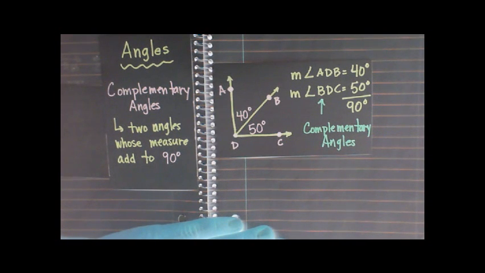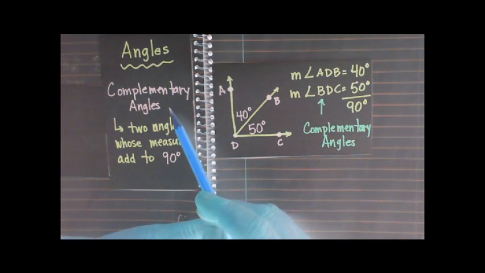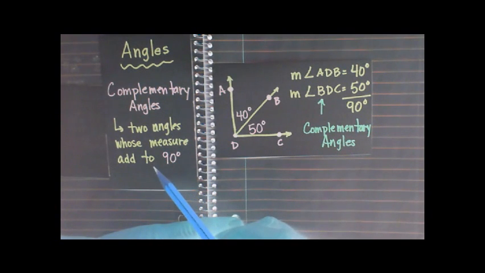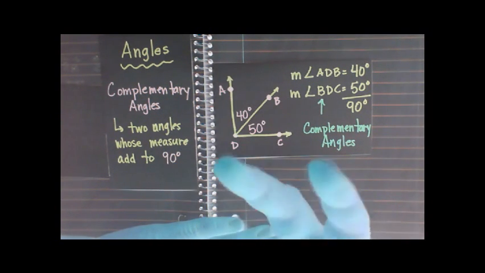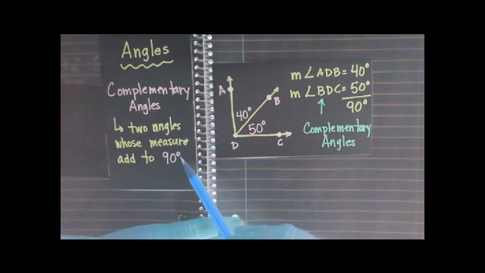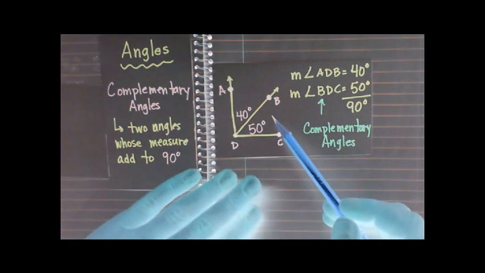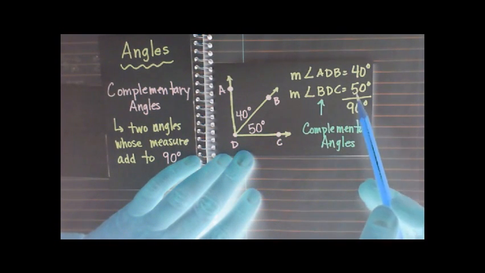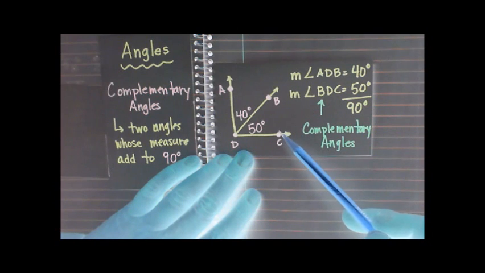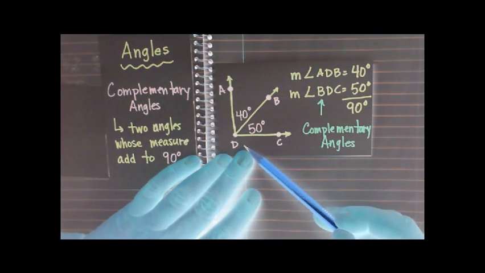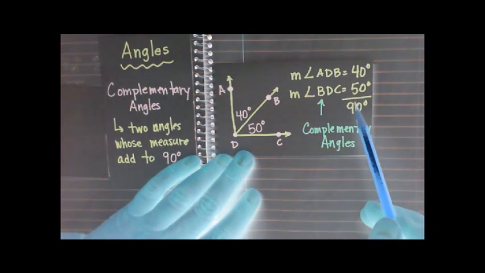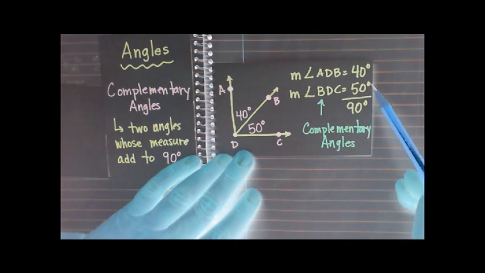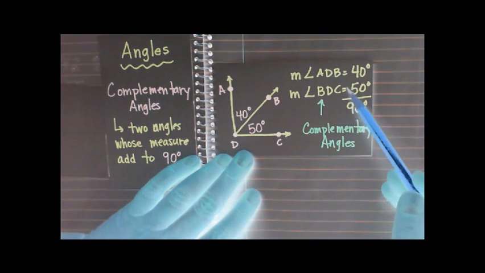There's more about angles. So the next category is complementary angles. And complementary angles are two angles, gotta have two, whose measures add up to equal 90 degrees. In this figure, I have two angles. Angle ADB has a measure of 40 degrees. Angle BDC has a measure of 50 degrees. And they add up to a total of 90 degrees, making this angle and that angle complementary angles.